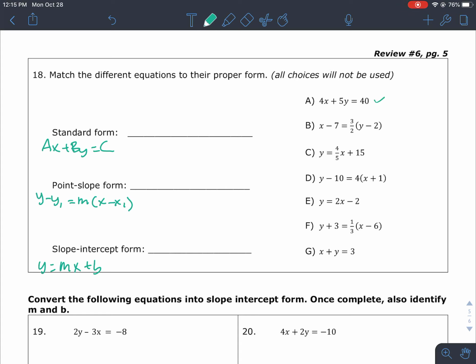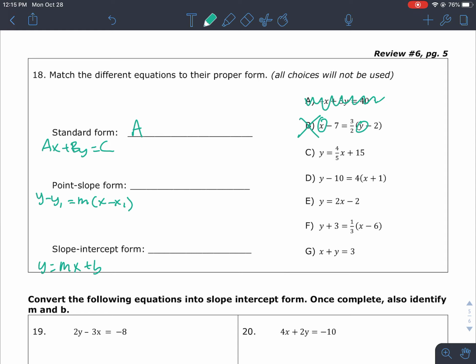So looking at A, I have x and y on the same side and it equals 40. So I'm going to say that's standard form. B, x minus 7 equals 3/2 times y minus 2. Well, I can see that it kind of wants to be point slope form, but I have to have a y here and an x here. So that's going to be nothing.